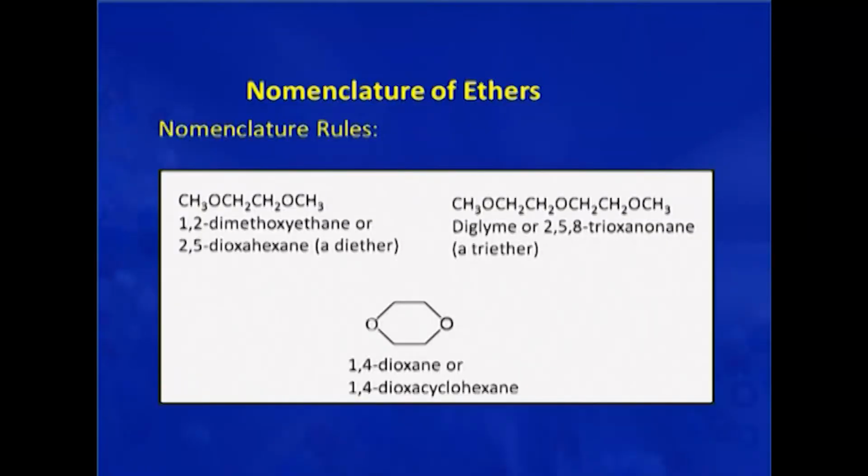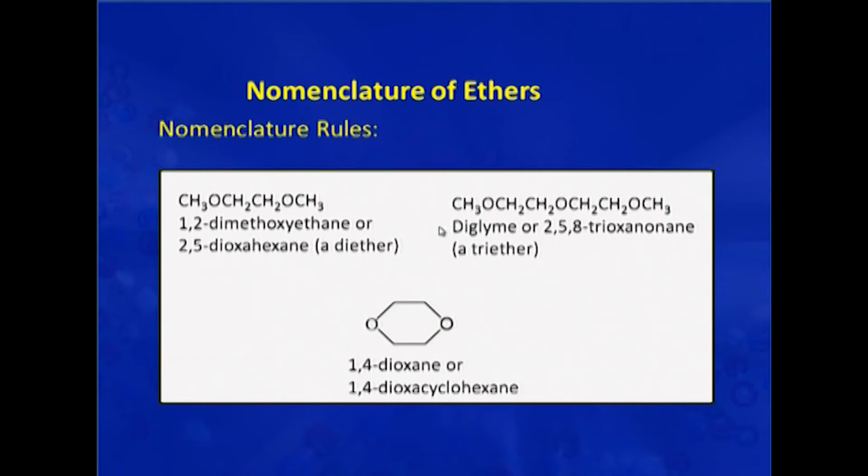Here we have the examples of ethers where more than one ether group is present. As for example, in this case this molecule is 1,2-dimethoxyethane. You can see that oxygen is present here as well as here. The IUPAC nomenclature of this molecule is 2,5-dioxahexane, and this molecule is a diether.